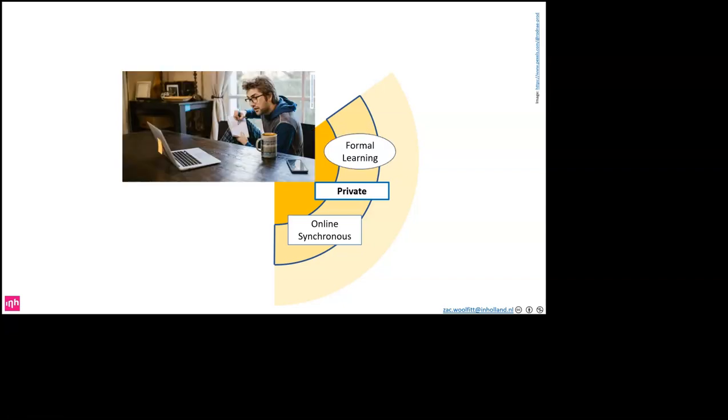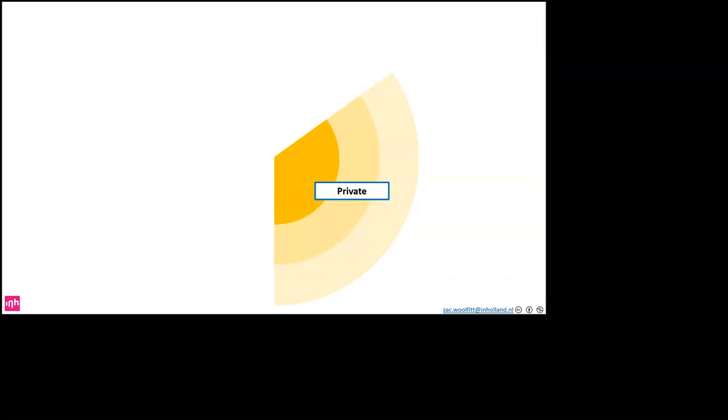At a formal learning level, you might have somebody who is following a course. Here it's a live course. It's being streamed into their house. It's not part of their school curriculum. They just want to study something extra. So it's private formal learning, online synchronous.